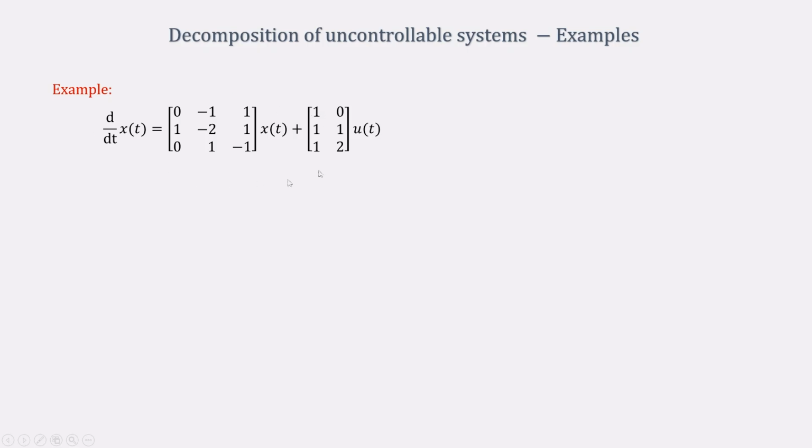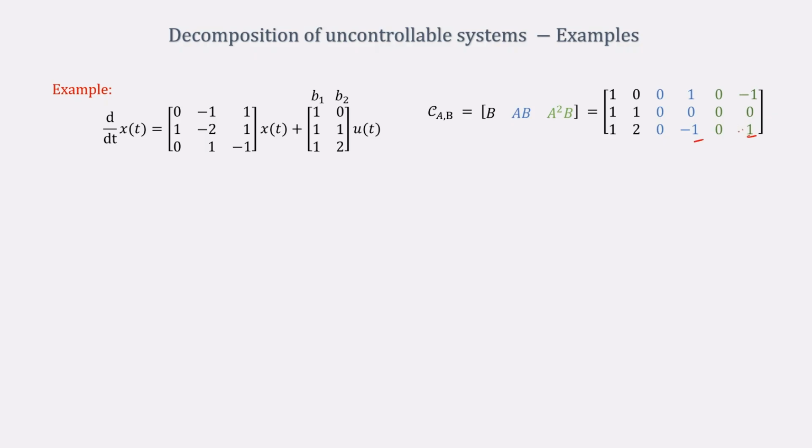Suppose this is your MIMO system, x dot equal to Ax plus Bu, and if I go ahead and find the controllability matrix, this will be the controllability matrix: B, AB, A square B. Now, it is a fat matrix because it is a MIMO system, and you can see what will be the rank of this matrix. The rank of this matrix will come out to be 2. Go ahead and check that.